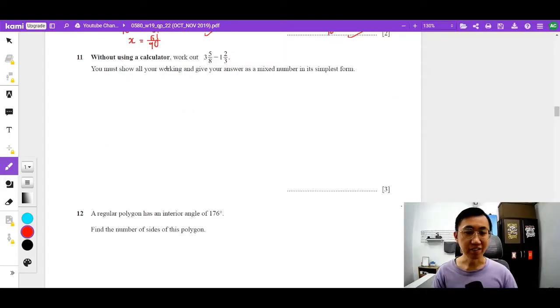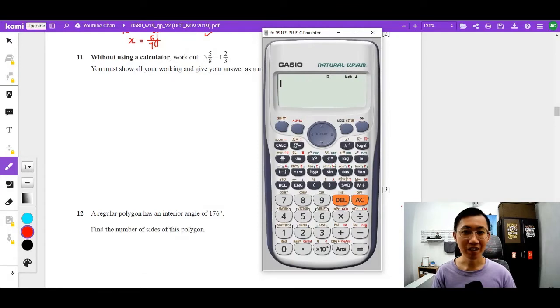Without using a calculator, work out a mixed number minus another mixed number. You must show all your working and give your answer as a mixed number in the simplest form. Okay, just use calculator. Let's do that. Okay, once again, I'll show you how to do, yeah? Press shift, followed by this button. So key in your question number, 3 and 5 over 8. Minus, one more time, a mixed number. So press shift, followed by this button. 1 and 2 over 3. Make sure it's correct first. Okay, press equal.